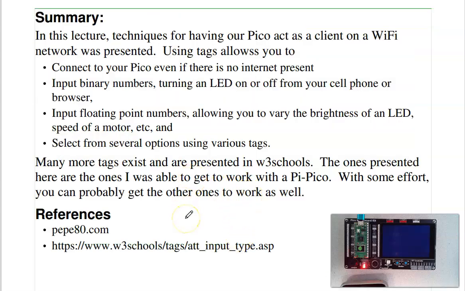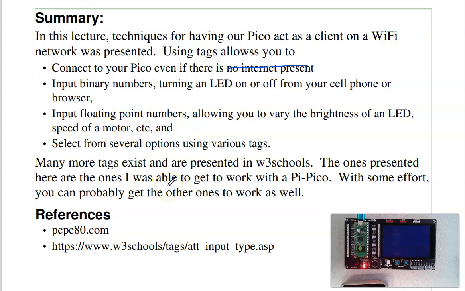So in this lecture, we looked at techniques for having your Pi Pico act as a client on a Wi-Fi network. I'm using tags. That allows you to connect your Pi Pico to an existing Wi-Fi network. I can input numbers to my Pi Pico, like turning on and off LEDs from your cell phone or browser. I can input floating point numbers, allowing you to vary the brightness of an LED, speed of a motor, etc. I can select from several options using various tags.